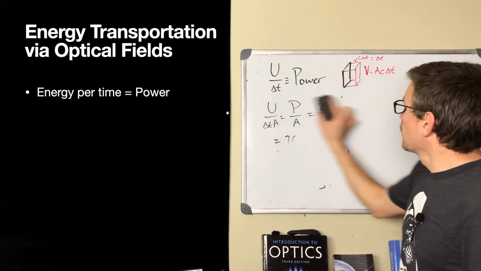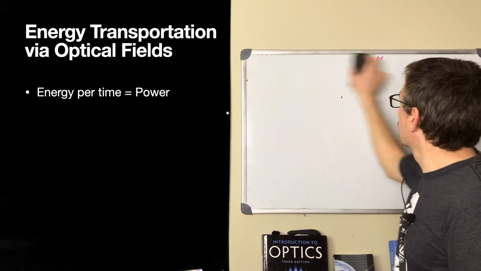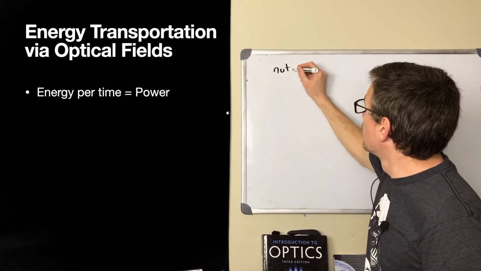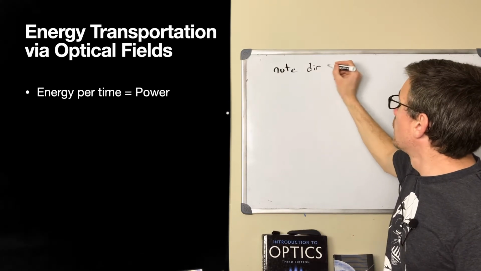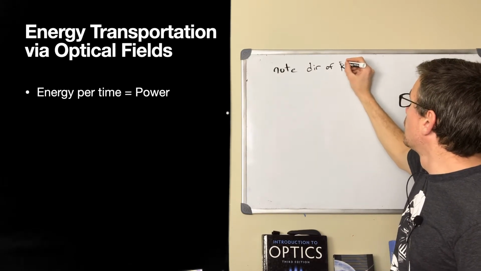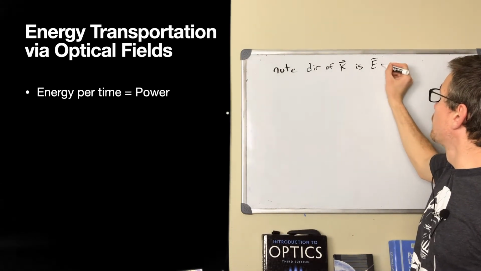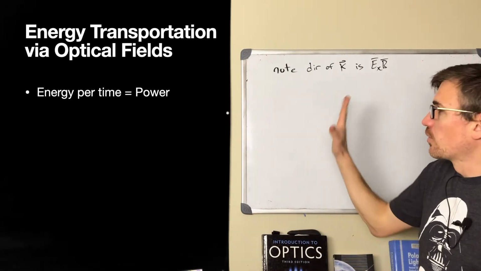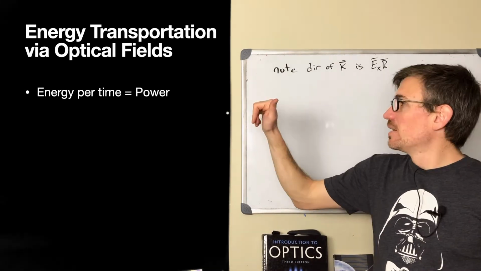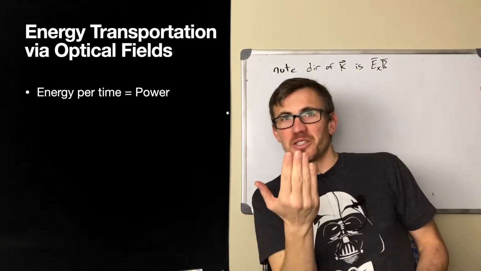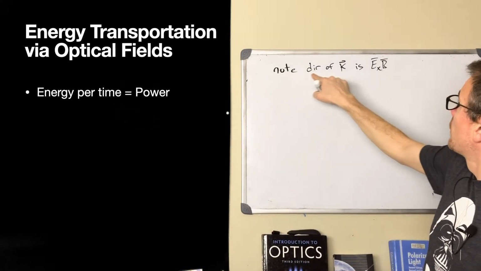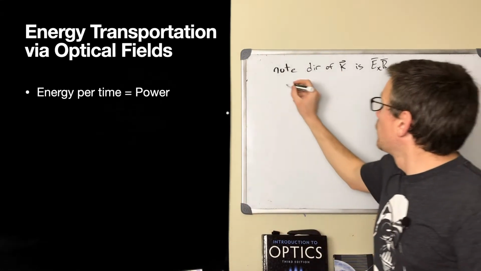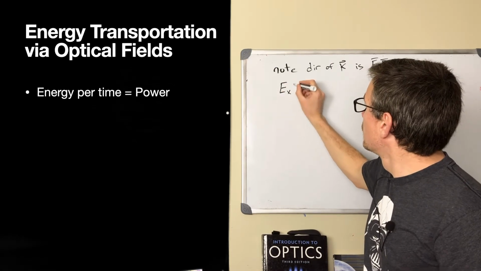So we're going to take this a bit further, and we're going to actually talk about the direction that this energy flow is going. So note the direction of k is given by E cross B. This has to do with the fact that E is perpendicular to B is perpendicular to k. All right, and given the right-hand rule, if I have E and B, well, k is going to be moving right out of your screen. So if the direction of k is E cross B, and that is the direction of energy flow, we can write this, E cross B.